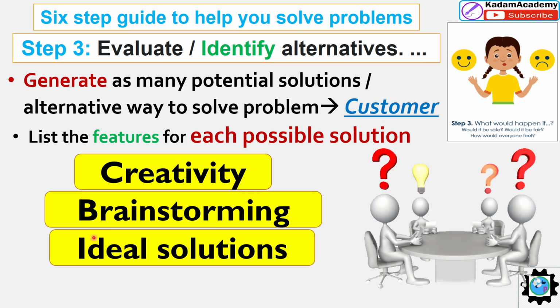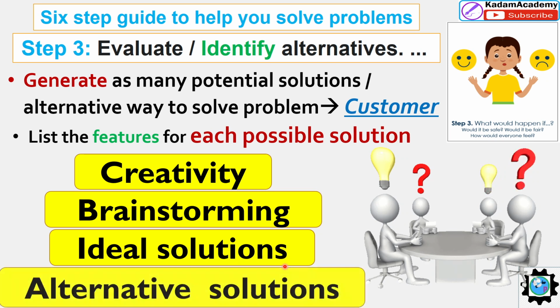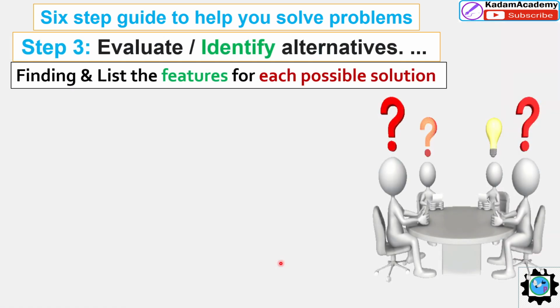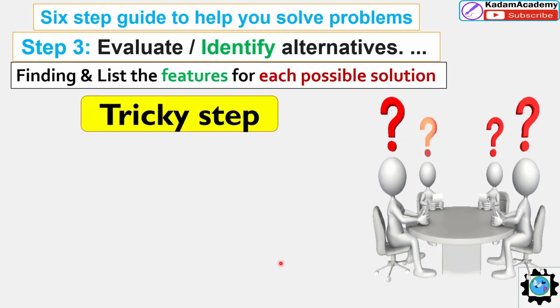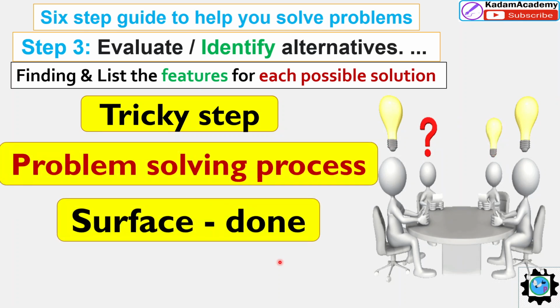Discuss the ideal solutions. What are the actual solutions? We have to write down the ideal solutions and ultimately define the alternative solutions. Friends, listing the features of each possible solution is a very tricky step in the problem solving process. On the surface, it looks like most of the work is already done. When we see it casually, you will feel it is already done and the ultimate goal is close.